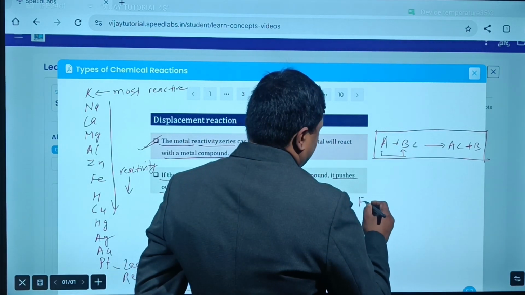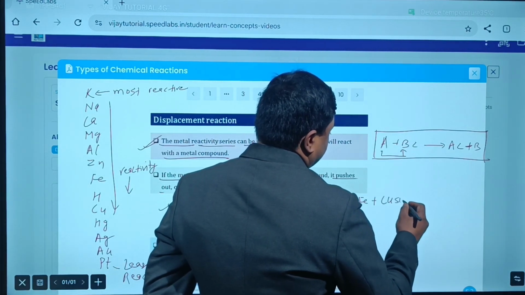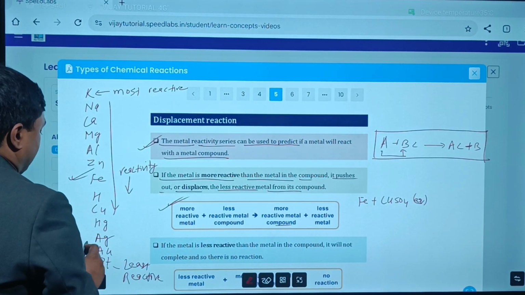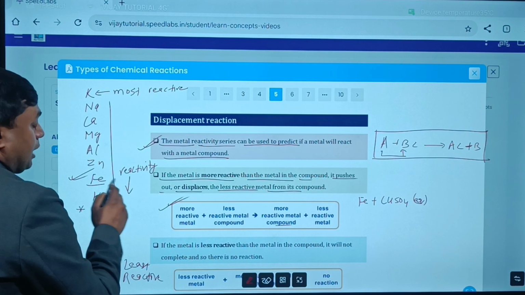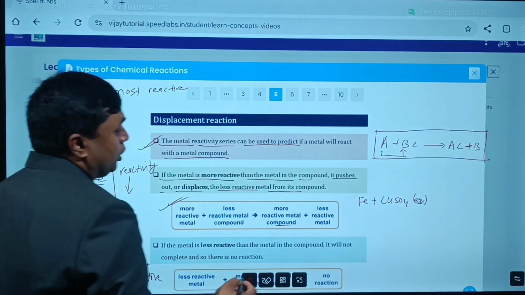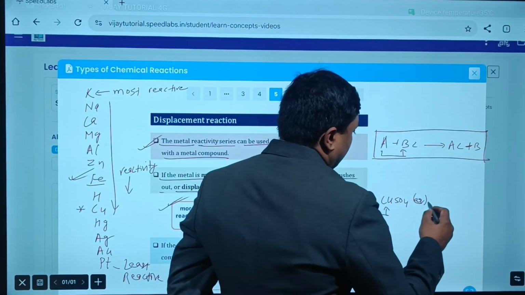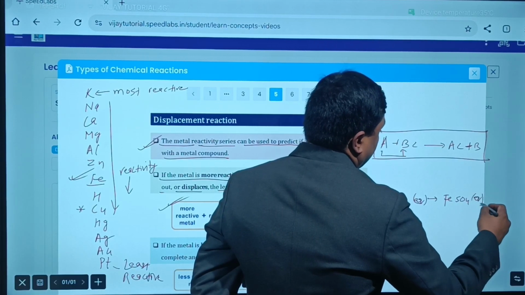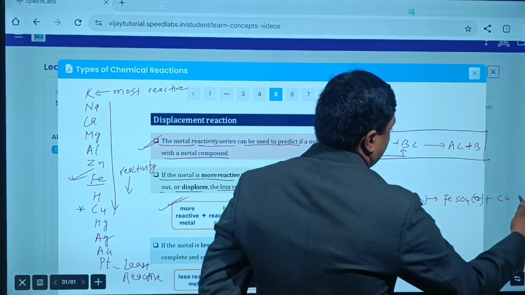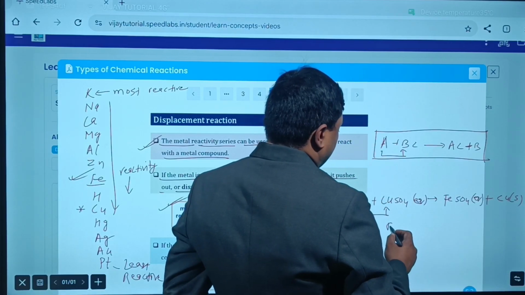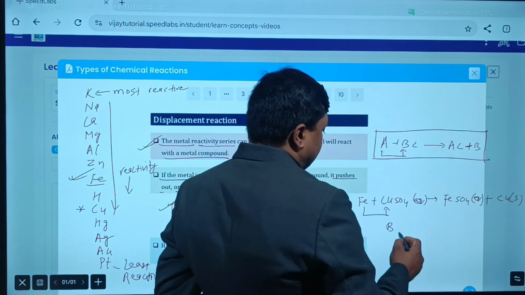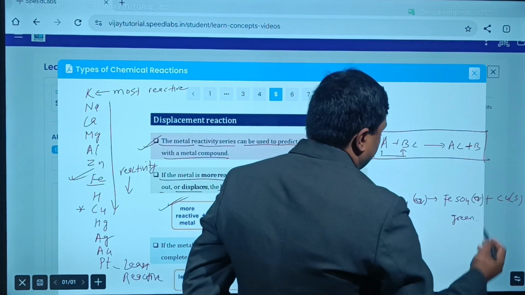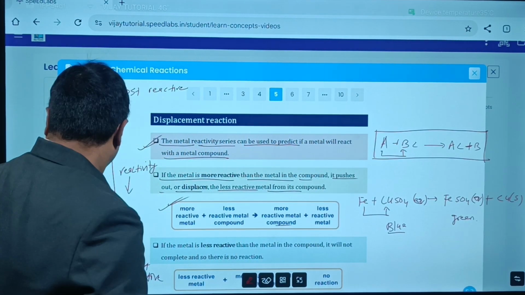Iron reacting with copper sulfate. You can see that iron is more reactive than copper, yes or no? Because iron is up in the series, so it is more reactive than copper, so it will displace the copper. So what will it form? It will form FeSO4 aqueous plus Cu. One more observation is that the color of the solution changes from blue to green. Now this is also an important question.